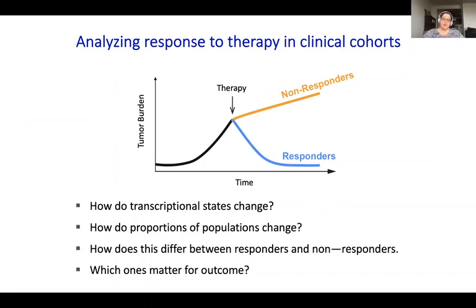So what I want to tell you about is some of the things I'm thinking about a lot lately: how do you model response to therapy? How do you model generally dynamics and longitudinal cohorts? How do you model things that change over time?